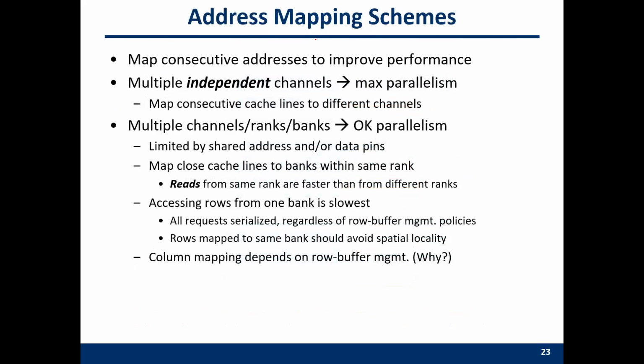And inside one bank, you hope that you can map consecutive addresses to improve the performance. Multiple independent channels can help you maximize your parallelism. Because if you map consecutive lines to the same channel, then you have to read everything sequentially. If you map them into different channels, you can read them in parallel.